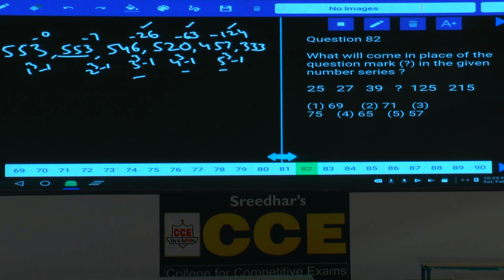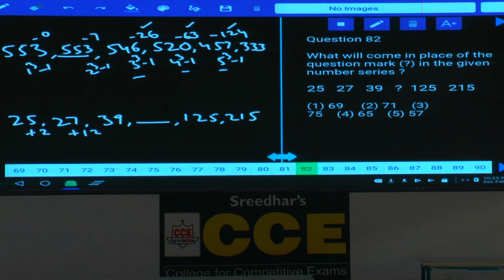Then question number 82. In this question number 82: 25, 27, 39, blank, 125, 215. Now tell me what is the difference between these two. 25 and 27 can be written as 2. 27 and 39 difference, tell me here. The difference between these two is 12, isn't it? 2, 12. And what is the next difference here? The next difference, 125 and 215. Tell me what is the difference here. 90 is the difference between these two, isn't it?